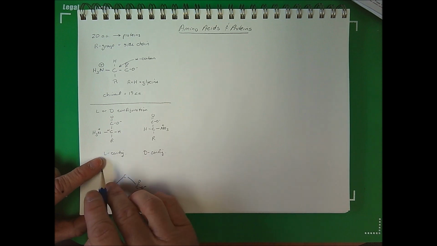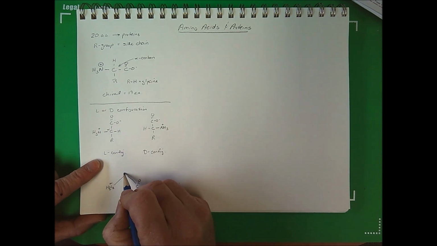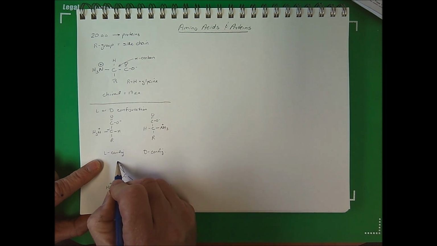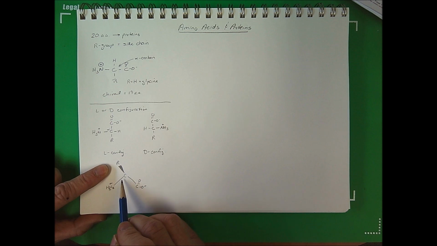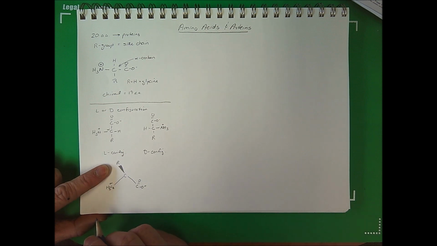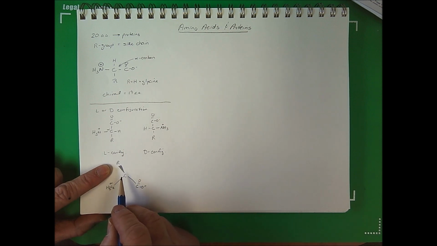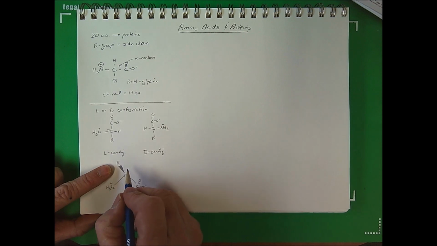If we are in the L configuration, that would mean that we have the R group on the left-hand side. So I'm going to draw this with this triangular bond structure and shade this in, indicating that this is coming out of the paper, coming toward us. If this is the case, the fourth bond on the alpha carbon, being the hydrogen, is going to be going in to the paper.